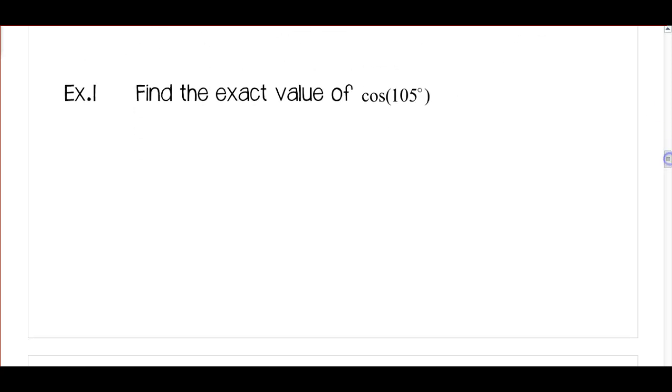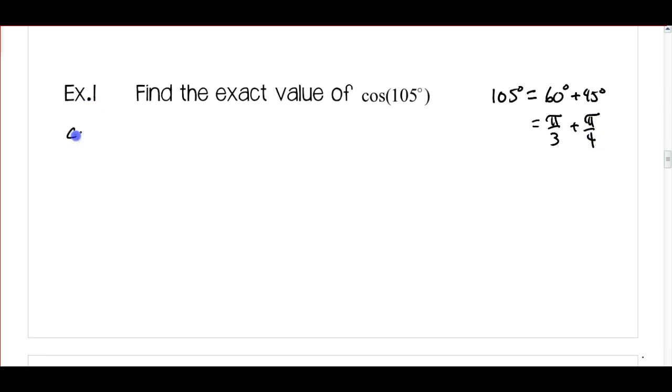Okay, so let's apply the sum and difference formulas to find the exact value of an angle that's not one of our special angles. So we've got 105 degrees here, and I can actually break up 105 into the sum of two special angles. I can break it up into 60 degrees plus 45 degrees, and since I really prefer to work in radians, this is the same as pi over 3 plus pi over 4.